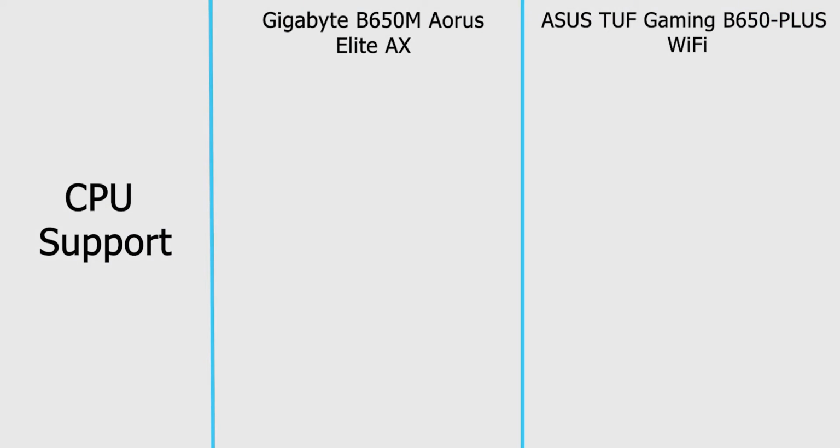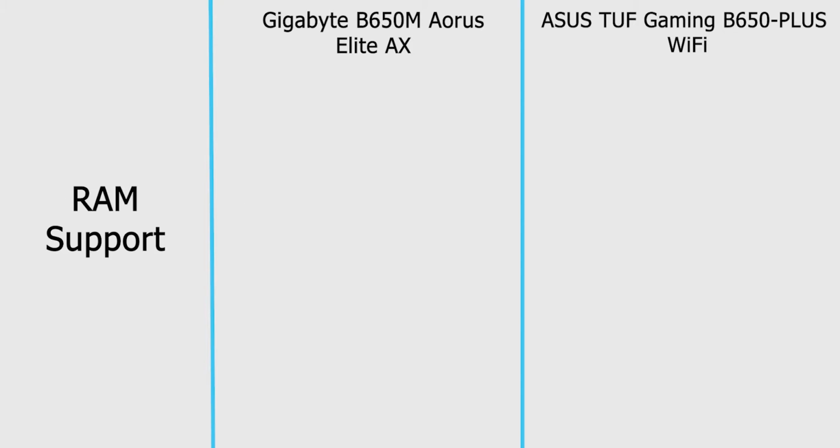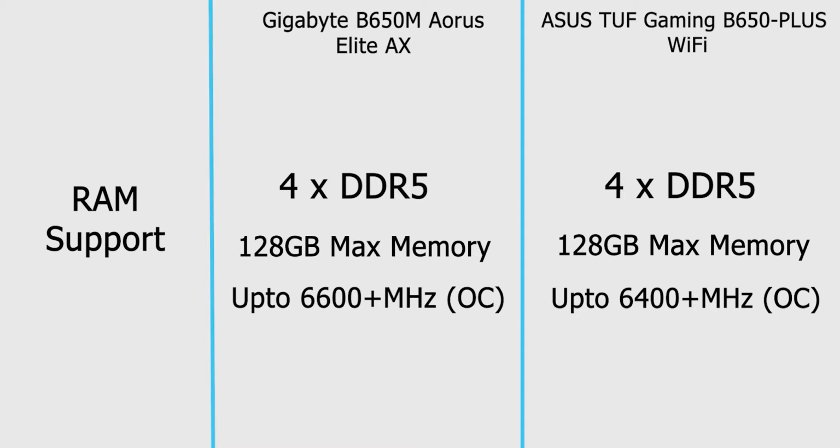Both motherboards support AMD Ryzen 7000 series latest desktop CPUs, which have socket AM5. Both come with 4 DDR5 RAM slots supporting up to 128 GB DDR5 RAM. Gigabyte supports up to 6666 MHz in OC mode. Asus supports 6400 plus MHz in overclocking mode, but we will only consider 6400 MHz for the safer side.